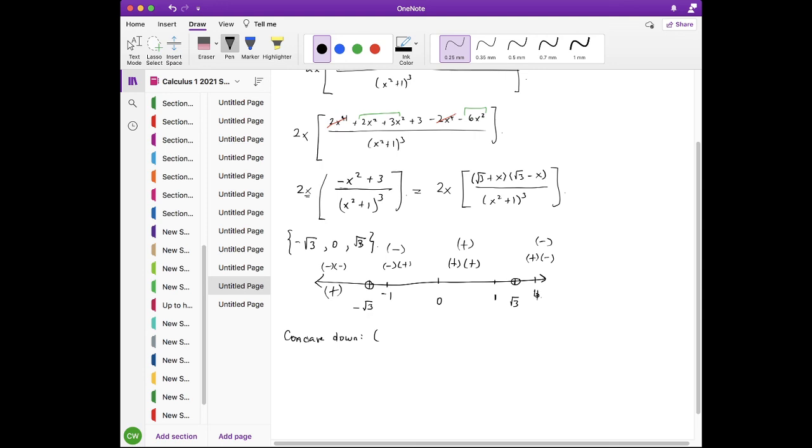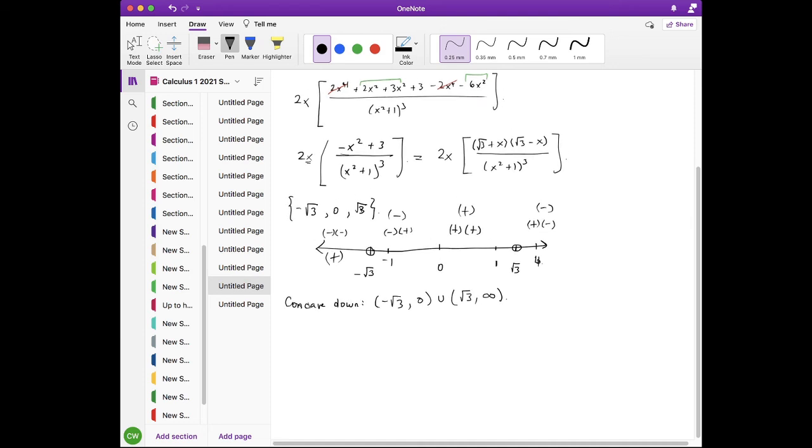What's concave down mean? I mean, down like negative. So it's negative, yeah, negative square root 3 to 0, and then also on the right-hand side.